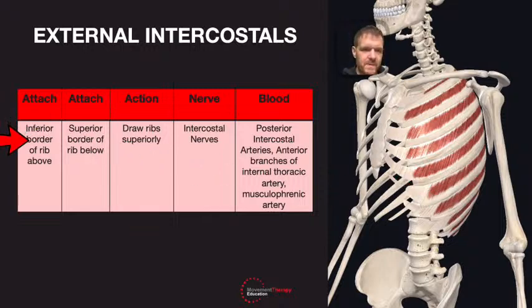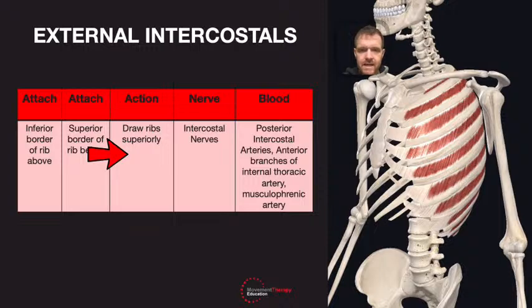They attach from the inferior border of the rib above to the superior border of the rib below, and the action of the externals is to draw the ribs superiorly. So it's going to expand the rib cage. As you breathe in, the intercostals will expand the rib cage and the diaphragm will descend, so that your rib cage space is increased, and you draw air into the lungs because of the pressure differential created by the diaphragm.